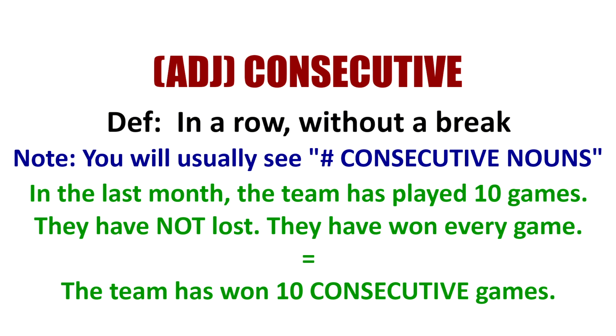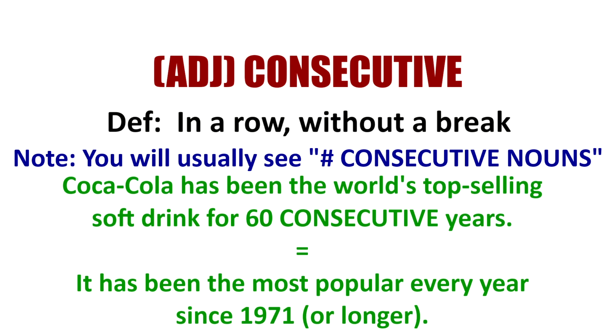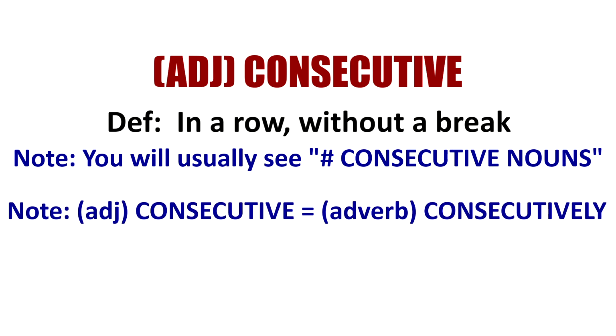In the last month, the team has played 10 games. They have not lost. They have won every game. The team has won 10 consecutive games. Or you look at Coca-Cola, very popular. Coca-Cola has been the world's top-selling soft drink for 60 consecutive years, so in a row. Of course, the adverb for consecutive is consecutively.